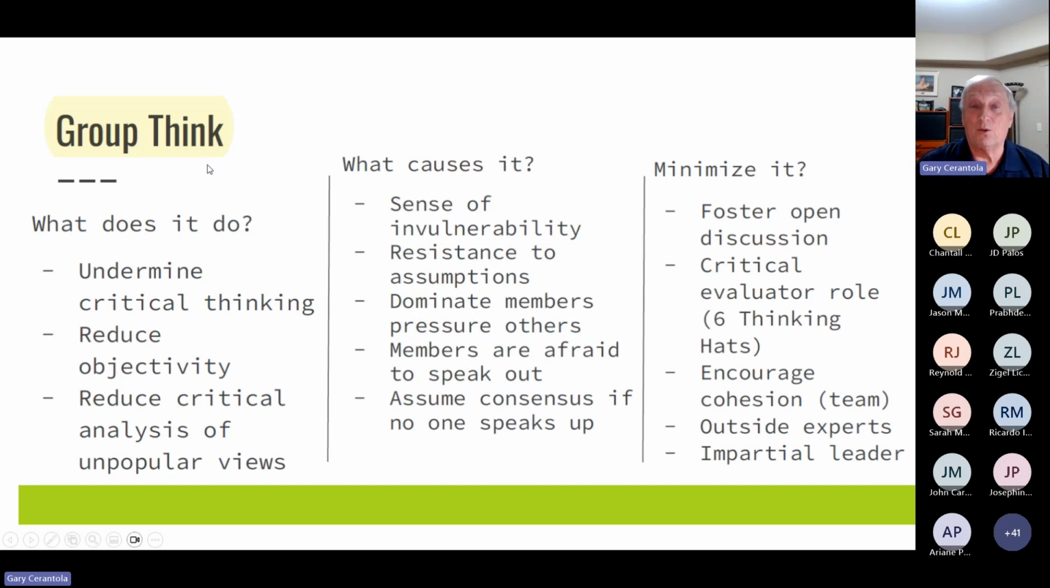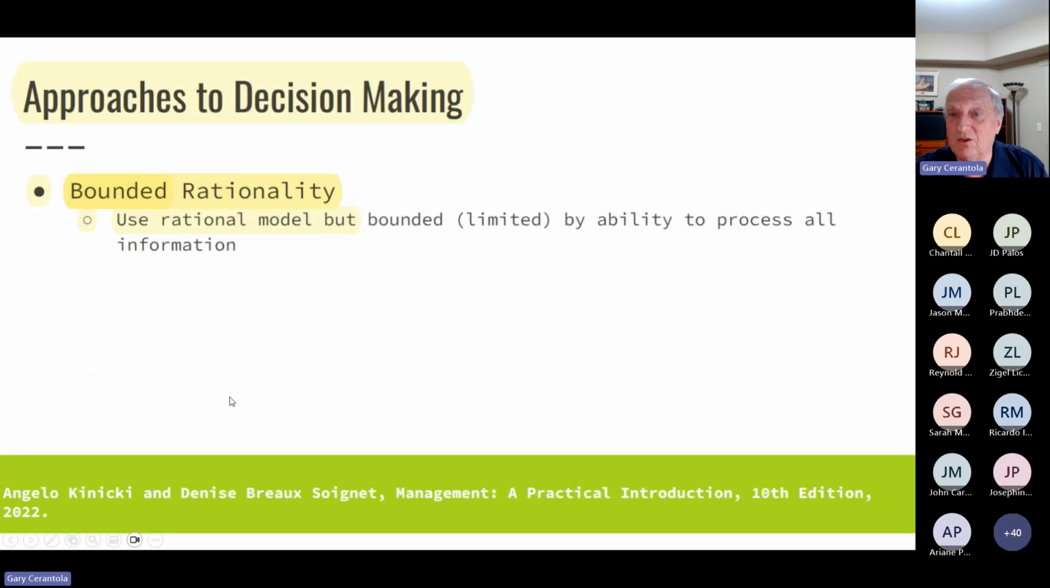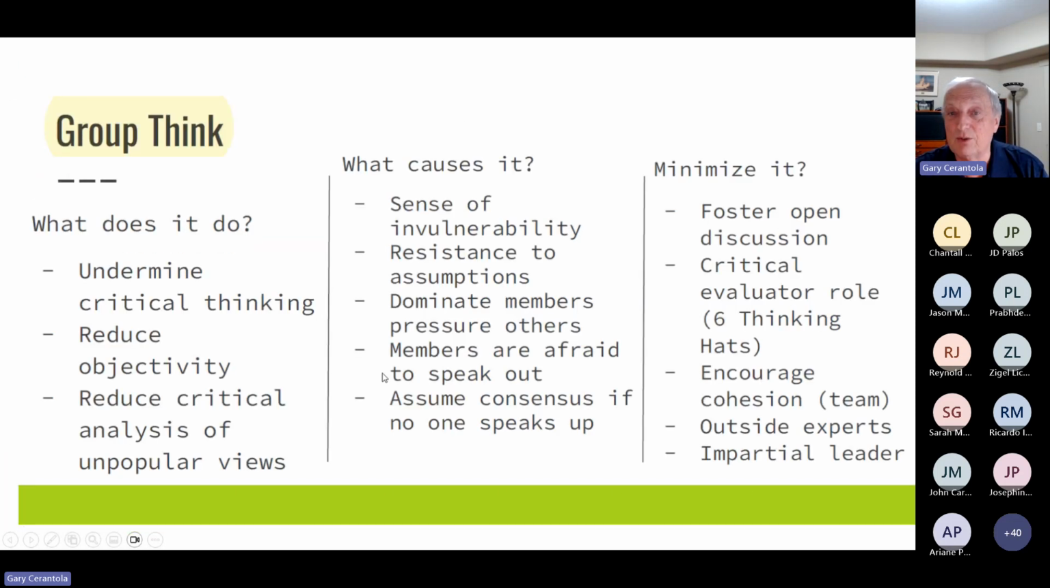Or there's a little bit of fear in the room, and they fear the leader, and they basically suggest things that are in line with what they think the leader would be looking for. That's groupthink as well. And what does it do? The key here is it undermines critical thinking. It definitely reduces objectivity. And then it reduces the critical analysis of unpopular views, so you're vulnerable there, and you want to minimize it. So that's what you have to consider.